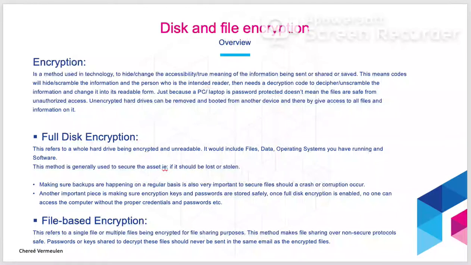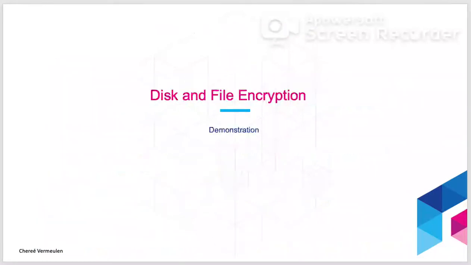Now, file-based encryption is another type of encryption, and this refers to a single file or even multiple files being encrypted for file sharing purposes. So this makes file sharing over non-secure protocols like emails safe. Passwords and keys shared to decrypt these files should never be sent in the same email. Obviously, that defeats the purpose of files being encrypted. So I'd like to do a little bit of a demonstration for you on how you could do file encryption.